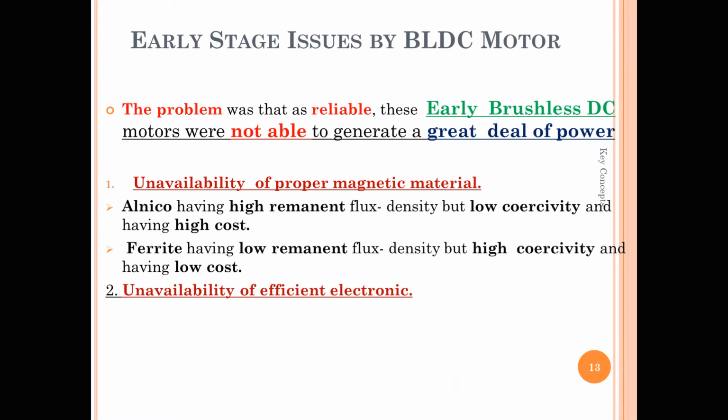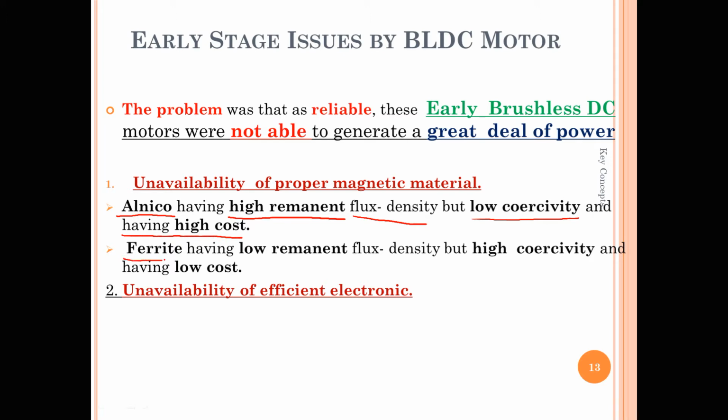So till now things have been going perfectly smooth and everything is good, but some limitations come into the picture, and that limits the further development of these BLDC motors. Okay, what are the limitations? In that time, we have Alnico, which has high remanence flux density but low coercivity, and it has a very high cost.